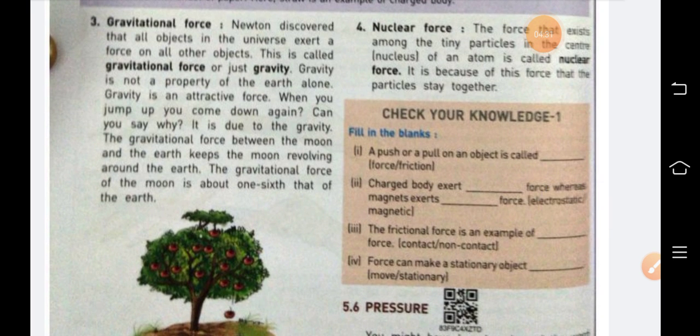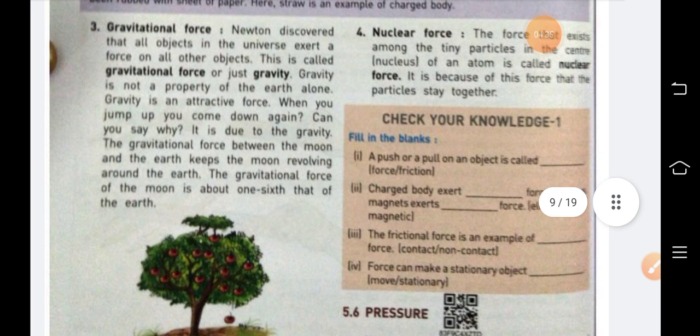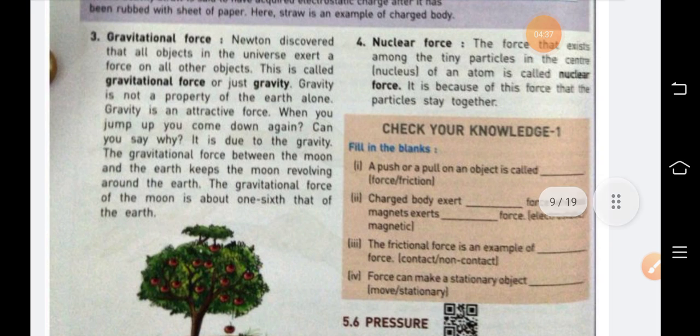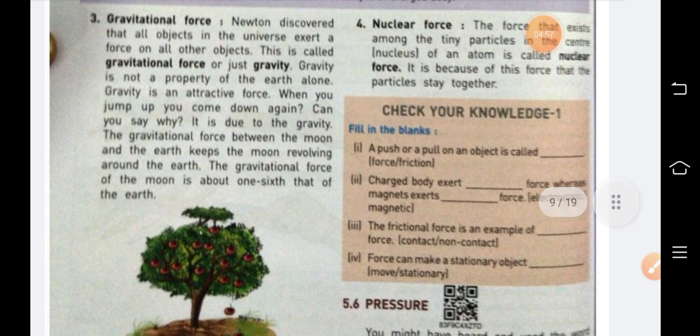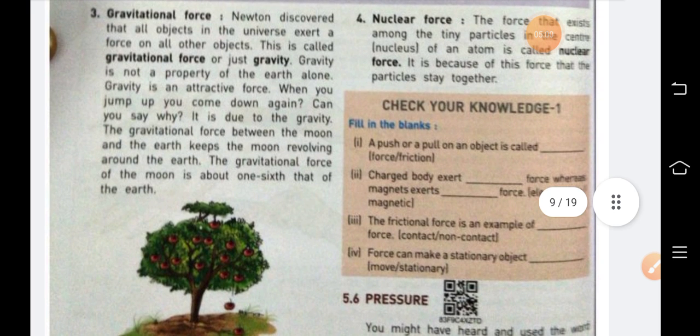It is not a property of the earth alone. Not only in the case of earth do we understand that there is gravitational force, but it is not so. Any two objects come close due to this gravitational force; all objects in the universe exert a force on other objects. So it is an attractive force.